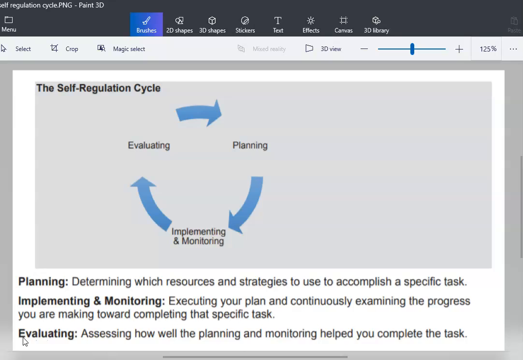So I encourage all of you, take time to plan, to monitor, to evaluate, to keep going in this very important self-regulating cycle, to be honest, to make adjustments, to seek help, and I wish you the best on your successful journey of learning and of life.